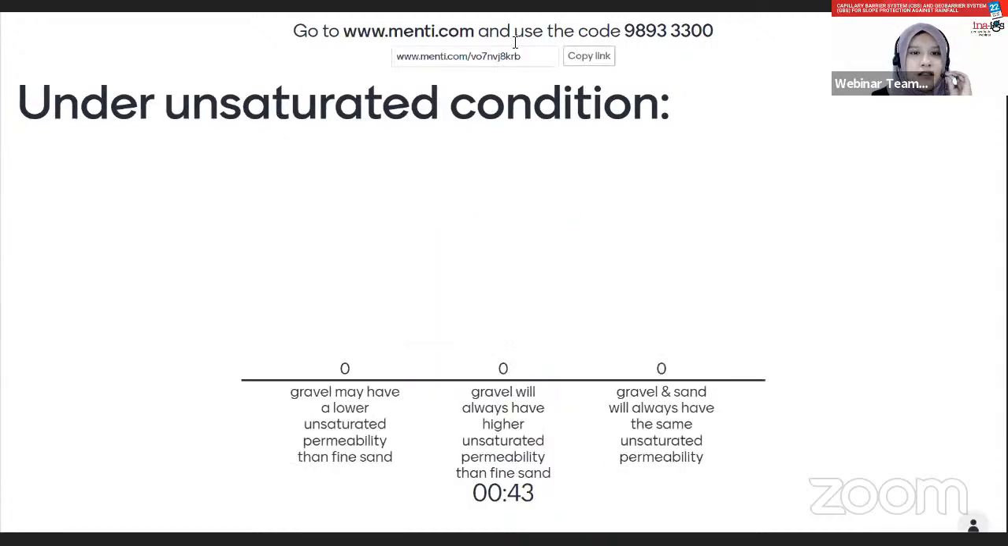Next question, under unsaturated condition, first option, gravel may have a lower unsaturated permeability than fine sand. Second option, gravel will always have higher unsaturated permeability than fine sand. Or third option, gravel and sand will always have the same unsaturated permeability. You have 20 seconds roughly to answer the question.